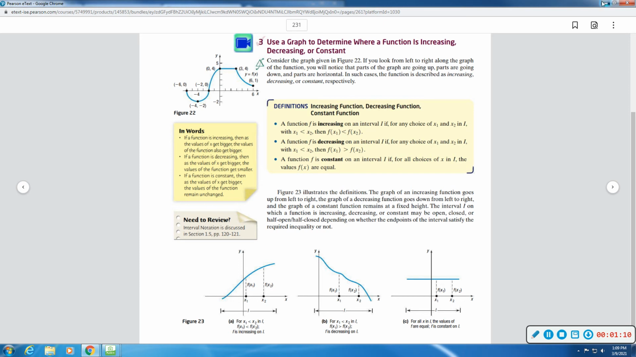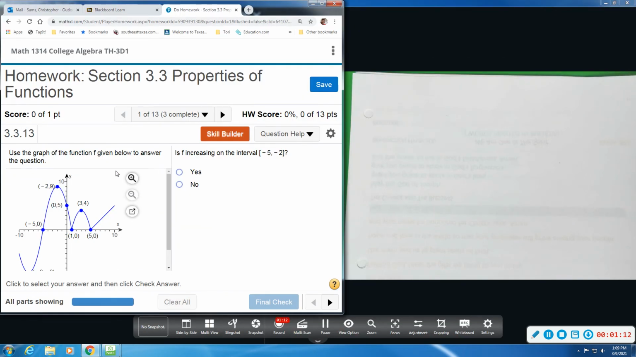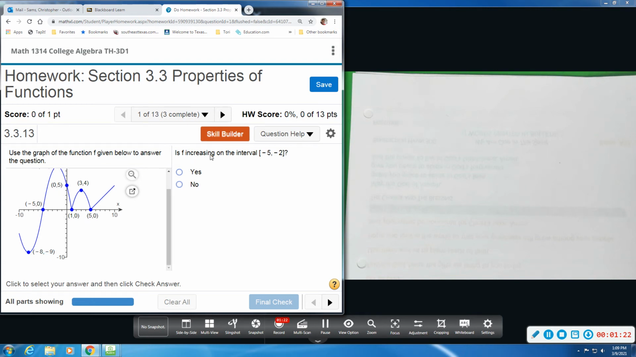Okay, so this first question wants to know, is this graph f, and this is what we're calling f over here, it should be labeled, I don't see f, but is this graph increasing on the interval -5 to -2? So you describe it based on where it starts and stops on the x-axis. So we want to know increasing -5 to -2.